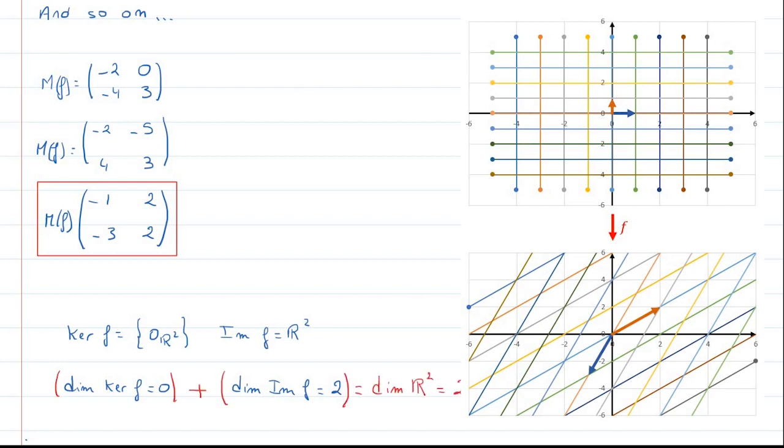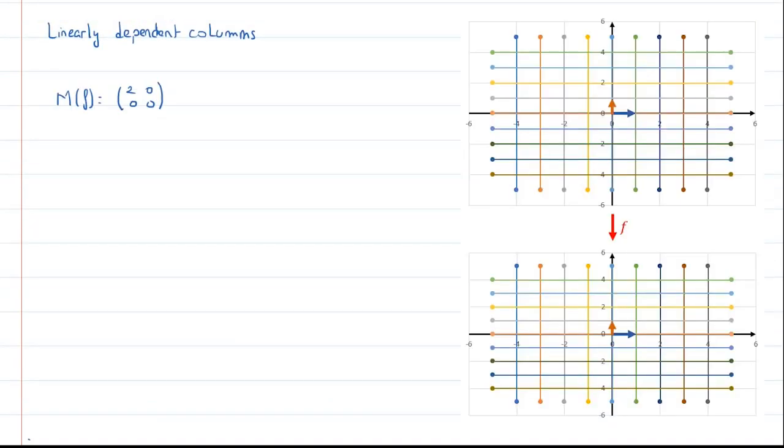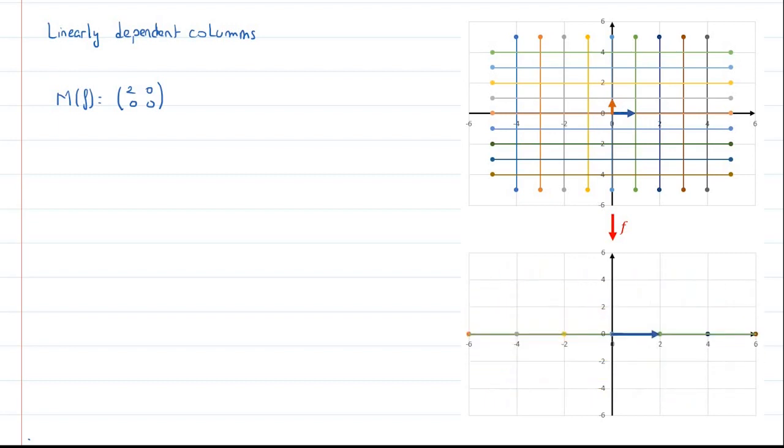You might also notice that in all the examples we considered, the two columns of the matrix were linearly independent, so its rank was always 2. So what will happen if it's not the case? Let's take, for example, a linear map whose matrix is 2, 0, 0, 0 of rank 1. So we have two columns that are dependent. So this matrix will expand the first component by a factor of 2, but it will make the second component vanish, as you can see on the figure. So the two-dimensional space will collapse into one axis.